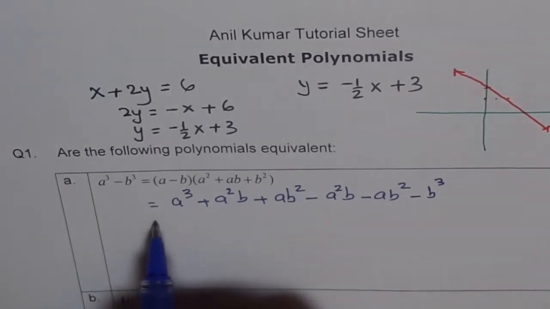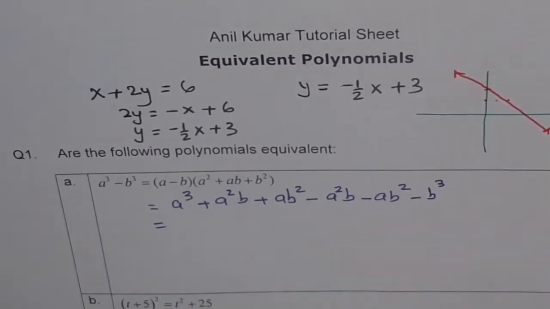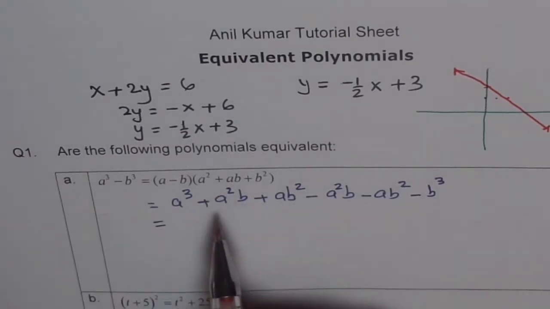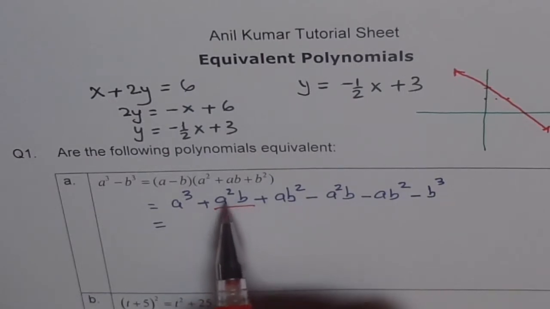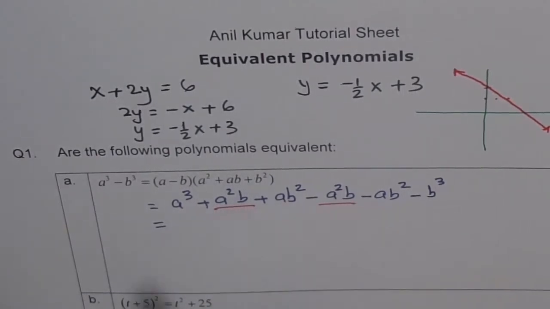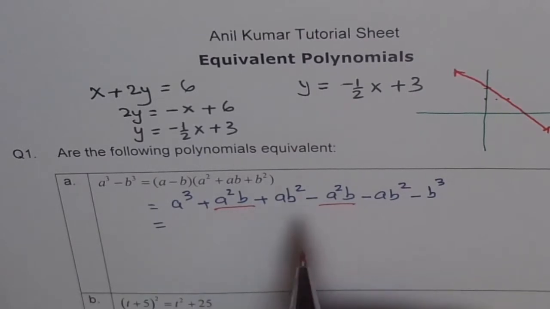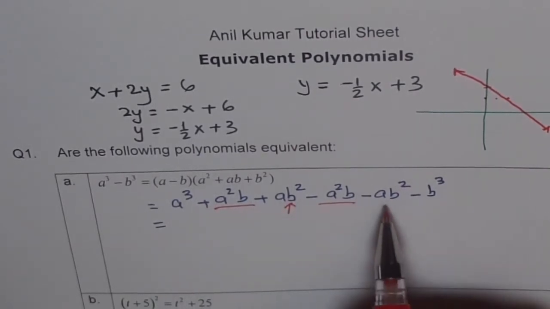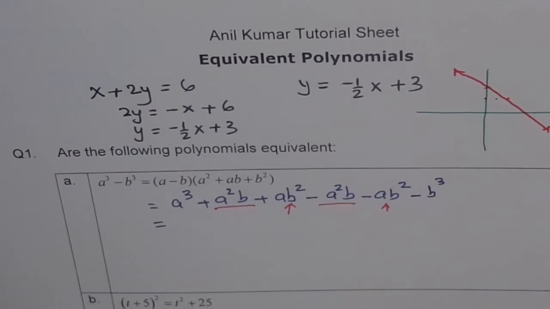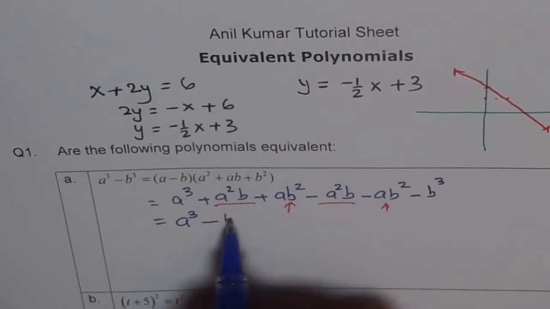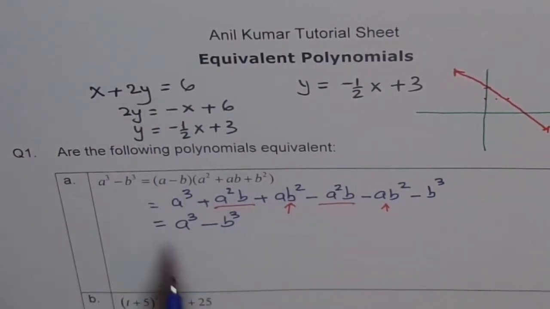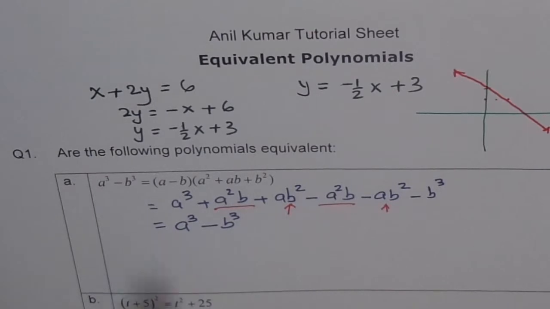Okay? Now let's see the terms. Plus a square b and minus a square b will result in 0, correct? Similarly, plus a b square and minus a b square will result in 0. So we finally get a cube minus b cube, correct? So since the left side is the same as the right side, both are equivalent. So we say these two polynomials are equivalent polynomials.